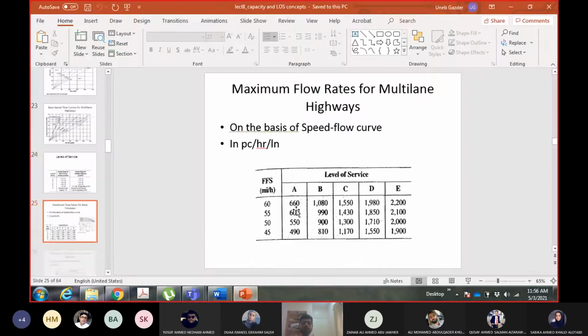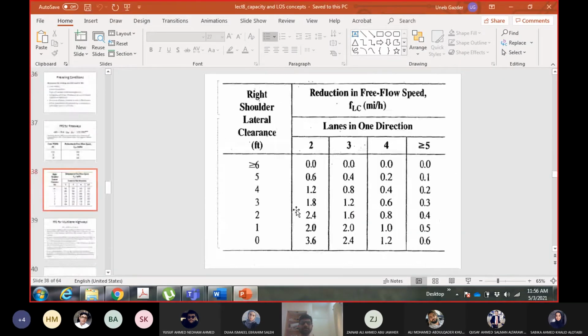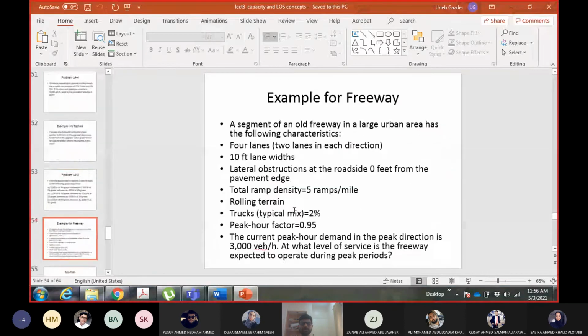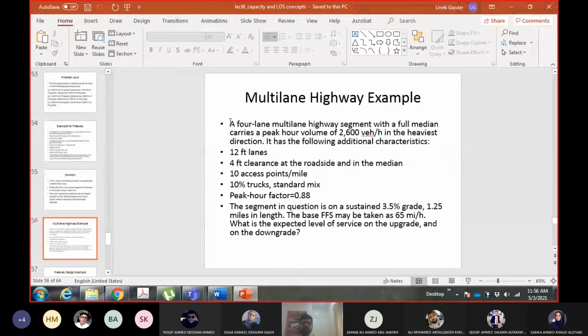Okay, moving on, next example. This is for a multi-lane highway.